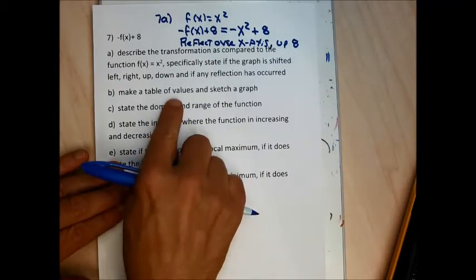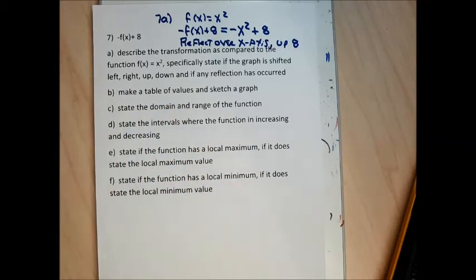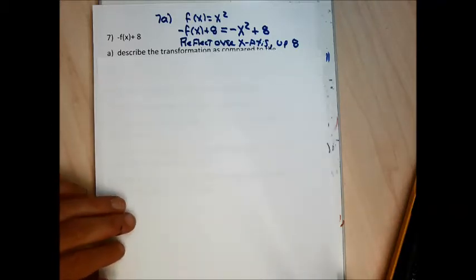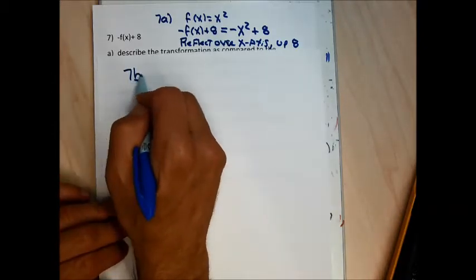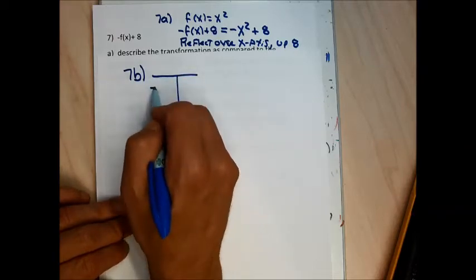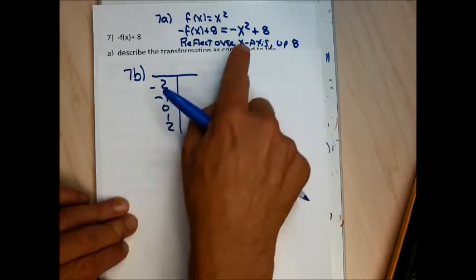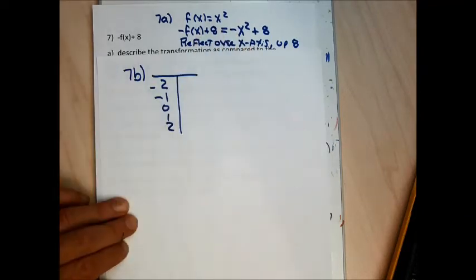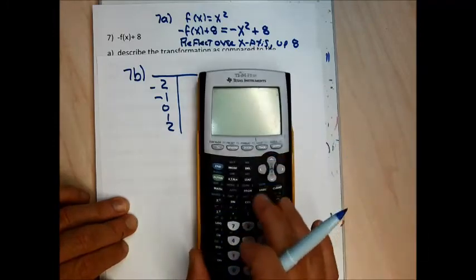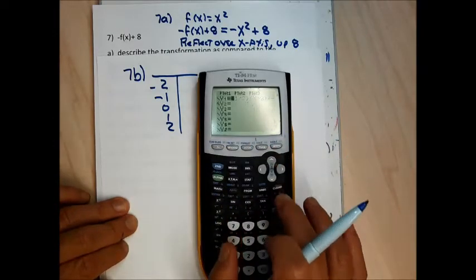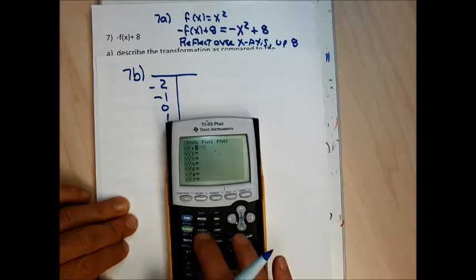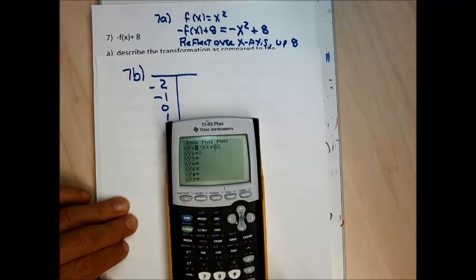When I go to make my table of values, I don't have to put any thought into it. I'm going to have a 0 in the middle of my x column and have just a standard table. So when I go to do part 7b, my table is going to have the numbers -2, -1, 0, 1, and 2. I'm going to put 0 in the middle of my x column when there's no parentheses in the problem. And now I'm going to enter this function and get my y's. So on y equals, clear, -x squared plus 8. And then I can graph it if I want to see what the graph looks like.